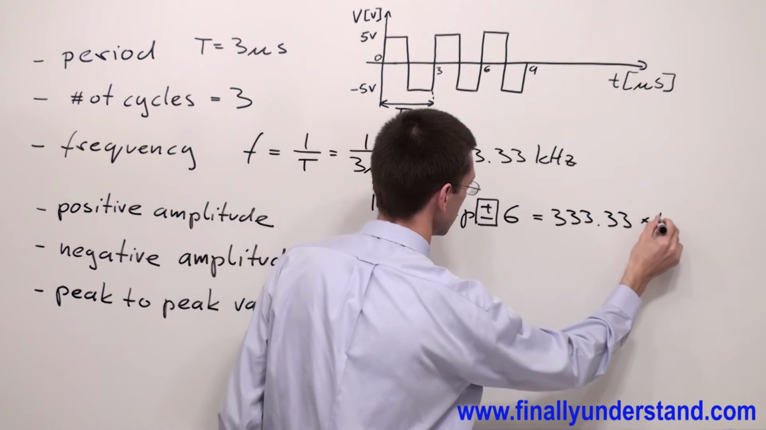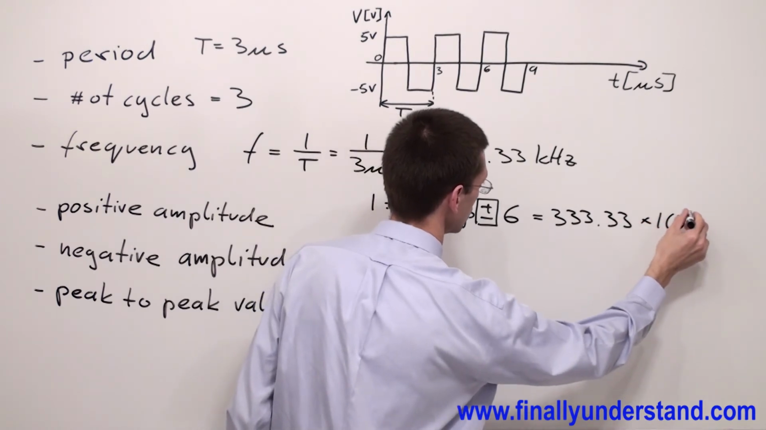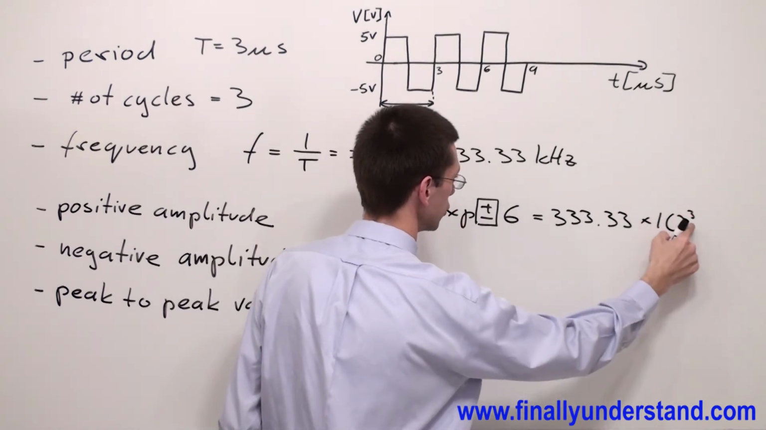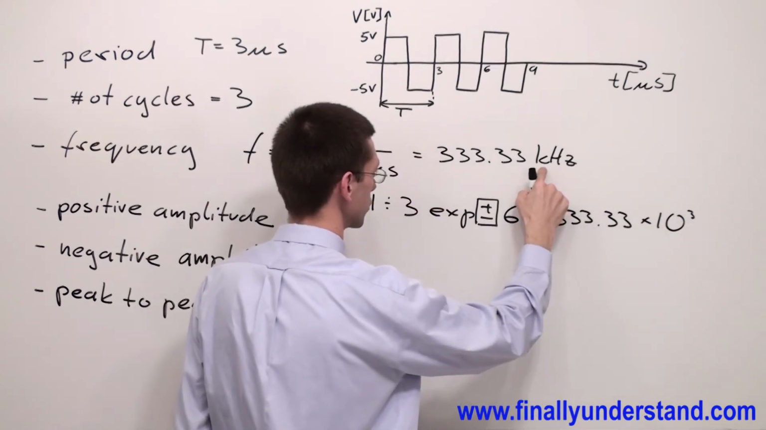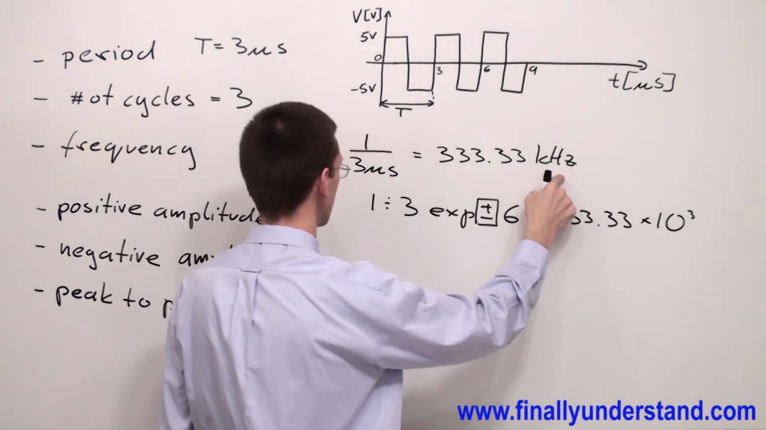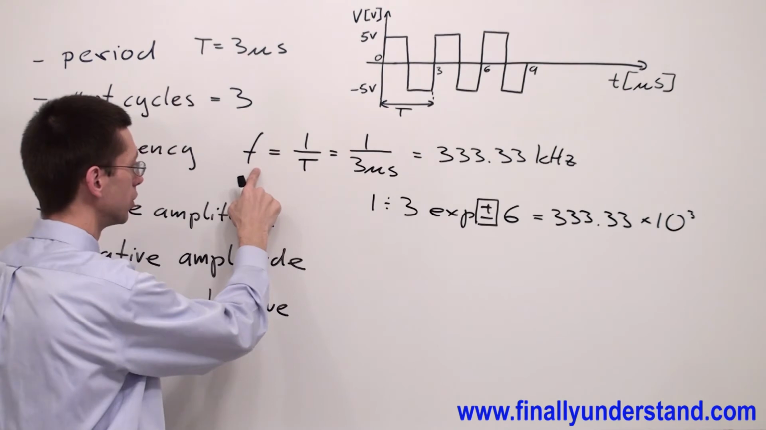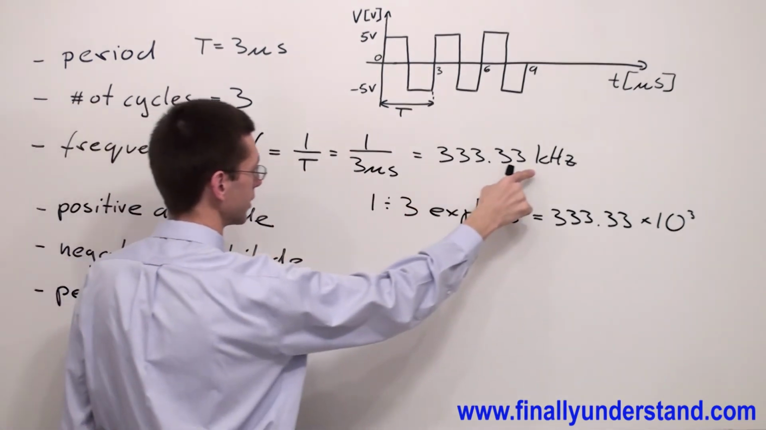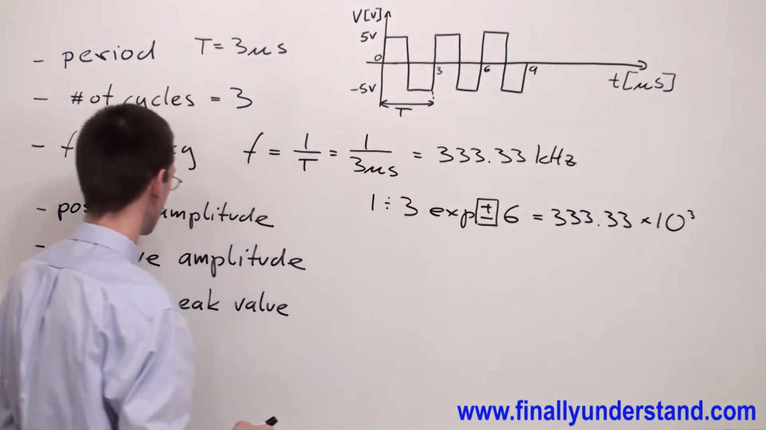333.33 times 10 to the third. 10 to the third represents kilo. That's why I wrote over here kilohertz. Remember, the frequency is represented in hertz. That's why I have to write kilohertz.